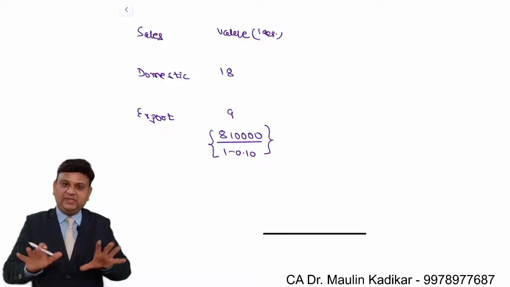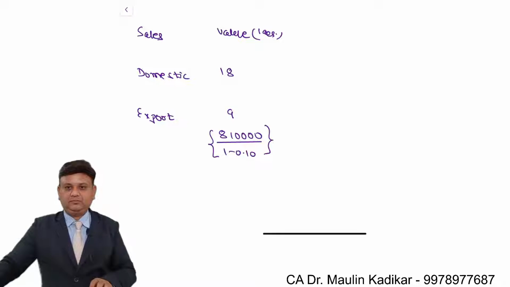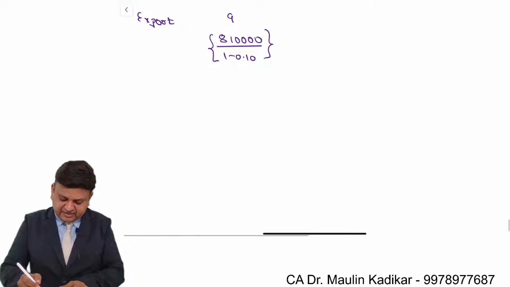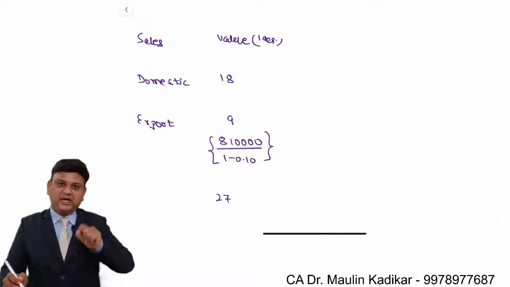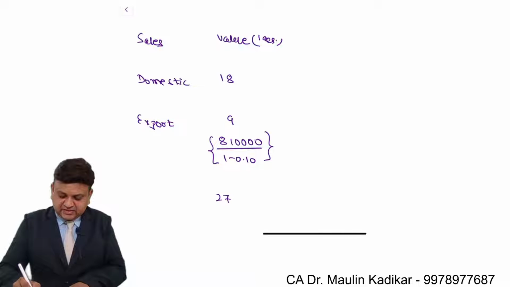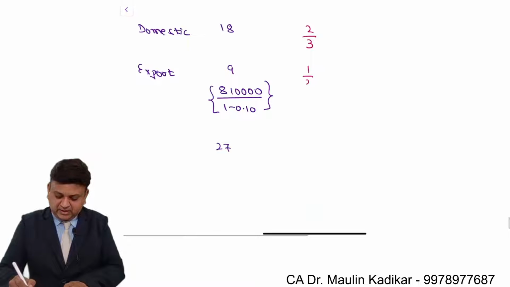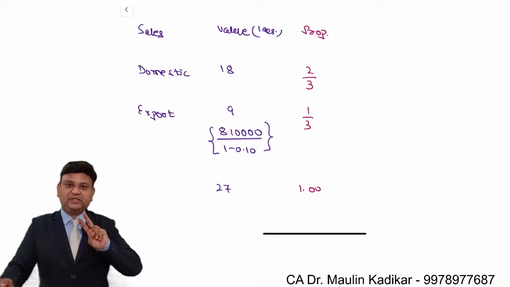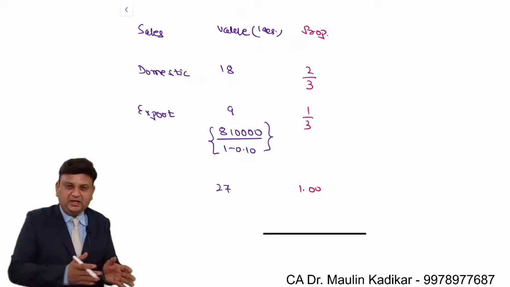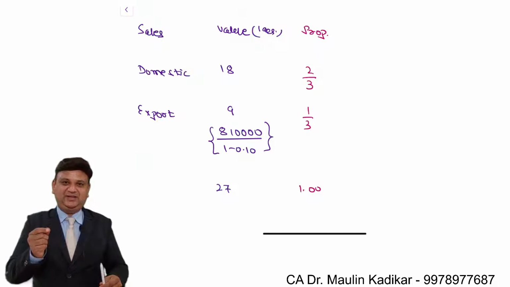So considering the normal sales value, what would be the sales? It is 9 lakhs of rupees. So the total comes to 27 lakhs. Now, 18 lakhs out of 27 lakhs, with that we can compute the proportion. The proportion is 2 by 3 and 1 by 3. Total is 1. It means that 2/3 of our sales is in the domestic market and 1/3 of the sales is in the export market in terms of quantity.